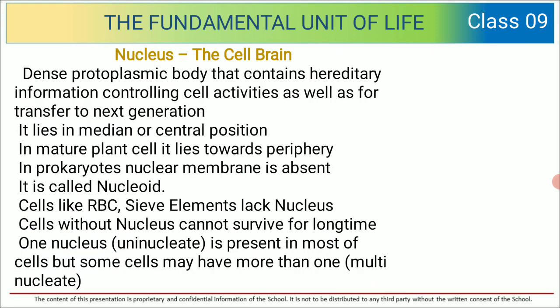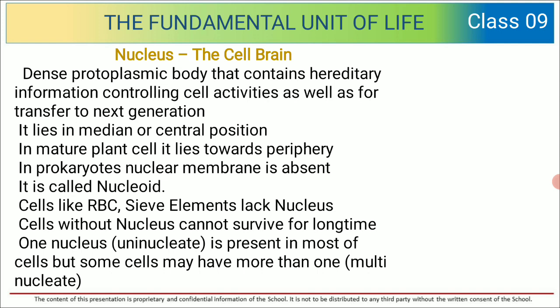Now let us talk about the nucleus. It is also known as the cell brain. The dense protoplasmic body that contains heredity information controlling cell activities as well as for transfer to the next generation. So it also helps in transferring genetic materials to the next generation. It lies in a medium or central position. In a mature plant cell, it lies towards the periphery.